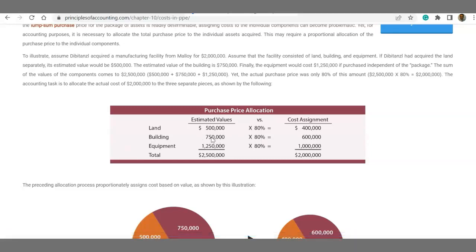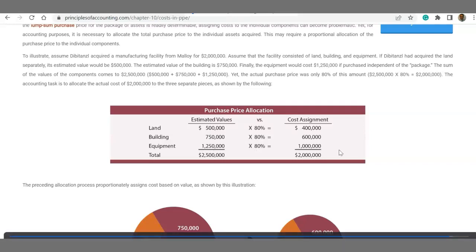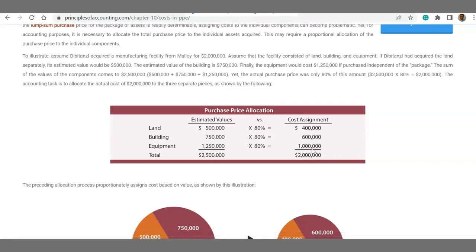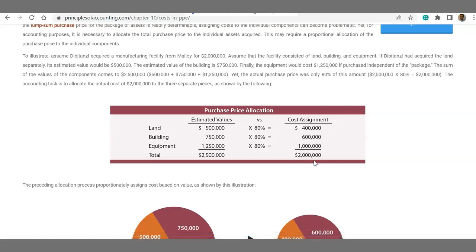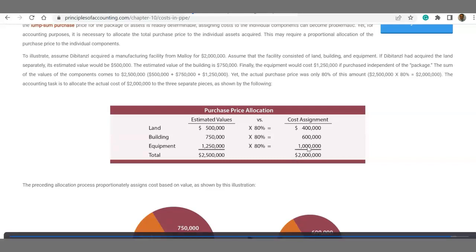80% times 750 appraised value will be $600,000 in the building T account. 80% times 1,250 for equipment market value, you put $1 million in the equipment T account, and combined you pay $2 million cash. So $2 million cash credit, debit land 400,000, debit building 600,000, debit equipment $1 million.